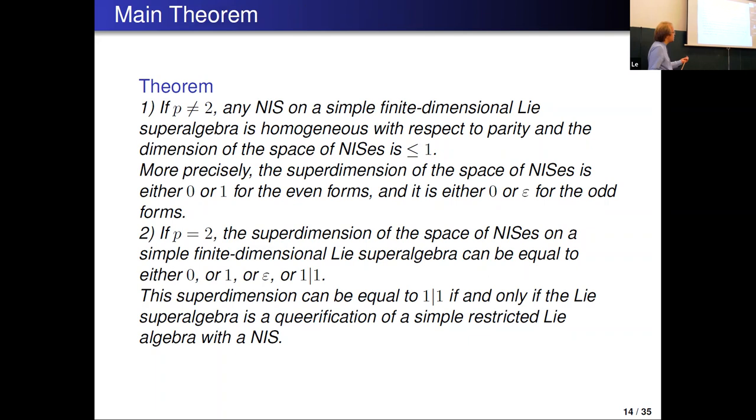If your characteristic is not equal to 2, and you have a simple finite-dimensional superalgebra, then either you have a non-degenerate invariant symmetric form up to scalar, or you don't have it. So you couldn't have a family. But everything changes dramatically for characteristic 2, because you can have either one up to scalar, an even form, or an odd form, or both of them. So the space becomes 2-dimensional.